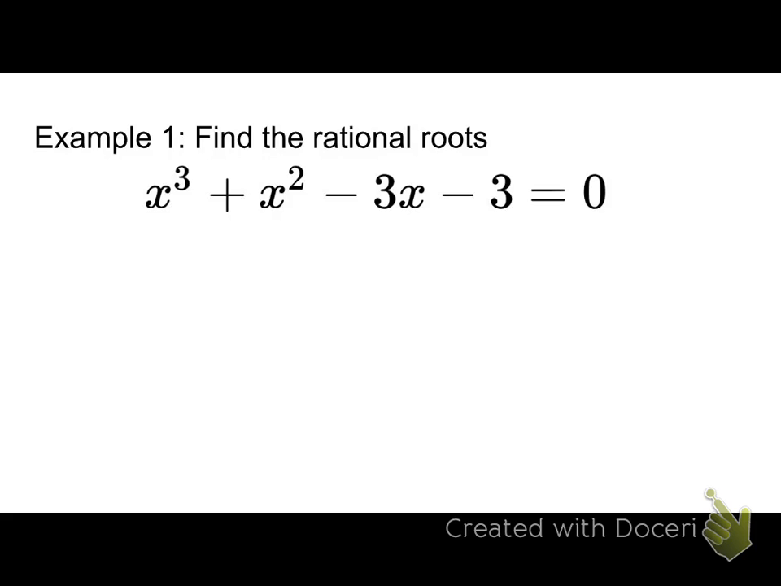Okay, here we are going to find the rational roots. Now, in order to do that, the first thing we need to identify would be the constant and the lead coefficient. What's the constant here? 3 or negative 3. Okay, so here is our constant. What's our lead coefficient? 3? Nope. X to the third.